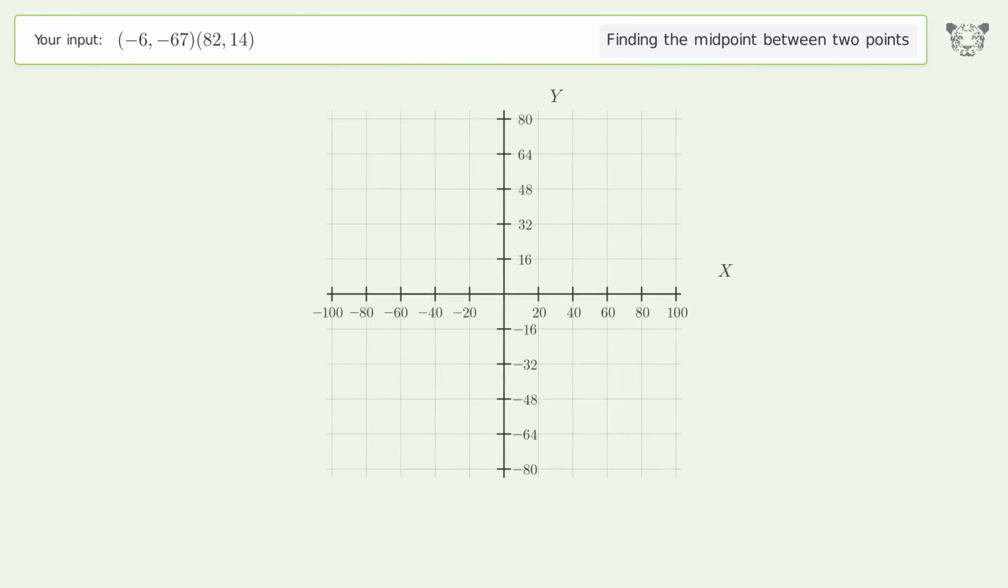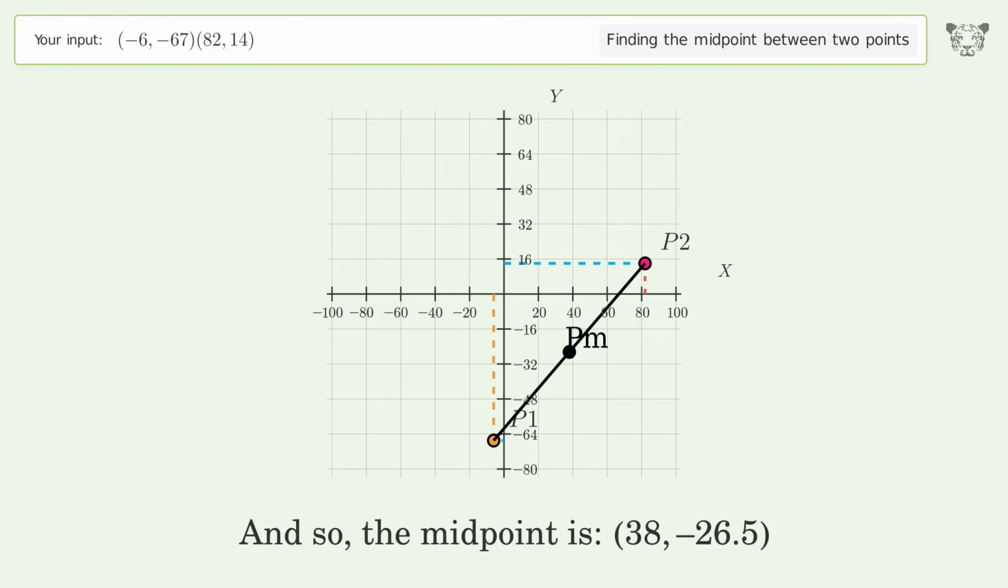And so, the midpoint is 38, negative 26.5.